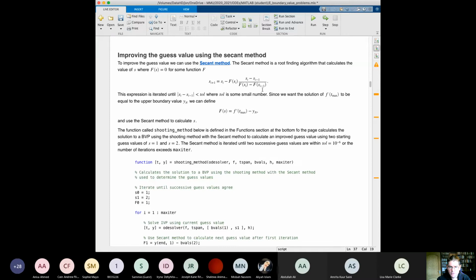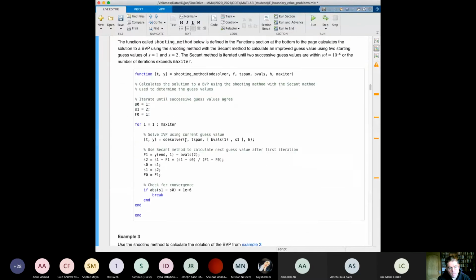So s is our guess value. So si here is a current guess value, and si minus 1 is some previous guess value. We have the value of the function f at those two guess values here as well, and this allows us to update our value of s. So s is a root of some function. So what we can do is define our function as being our solution at Tmax compared to what we're aiming for. So this is our numerical solution, and yn is what our upper boundary solution is, what we're aiming for. Okay, so this gives us this code.